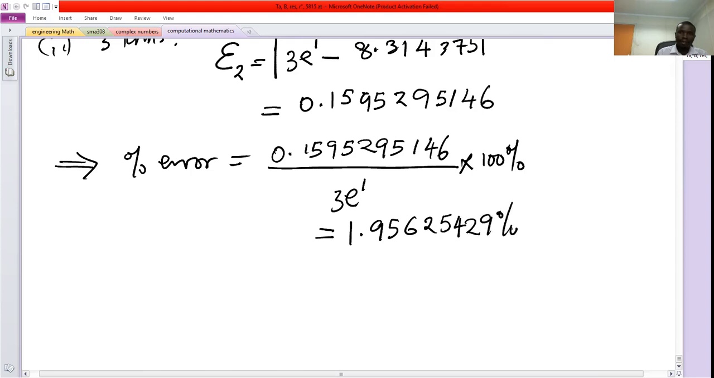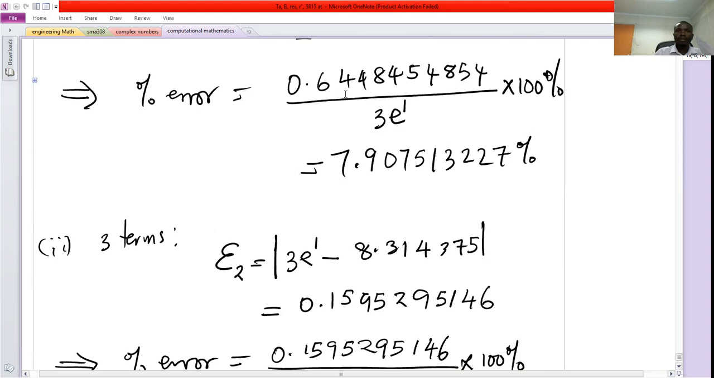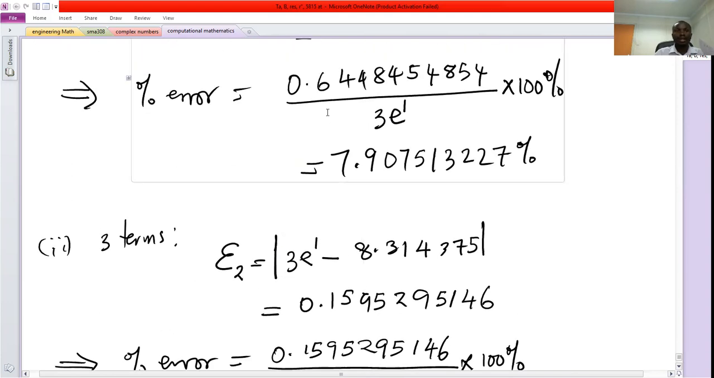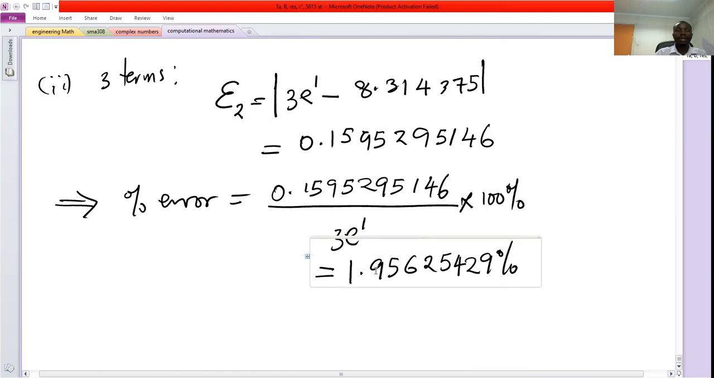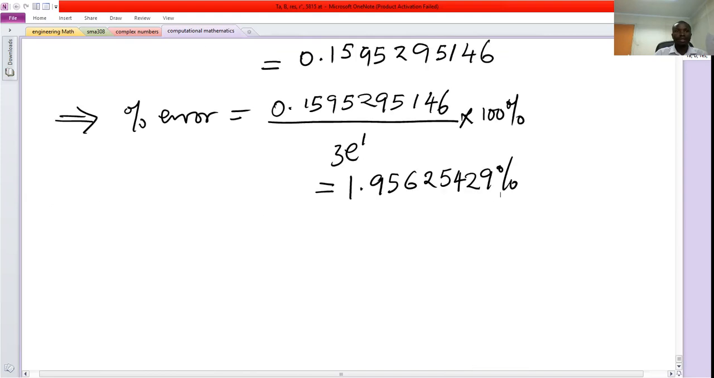This will give us 1.9562542%. And you see, if you compare with the previous case, when we used 2 terms, the error was 0.6. Here, the error for 3 terms is 0.1. So the error has reduced. Similarly, the percentage error for 2 terms was 7.9%. Here we have 1.9%. So even the percentage error has reduced when we increase the number of terms.